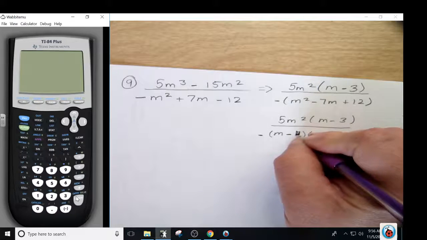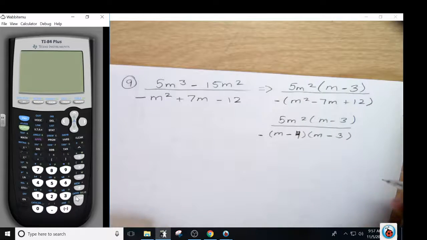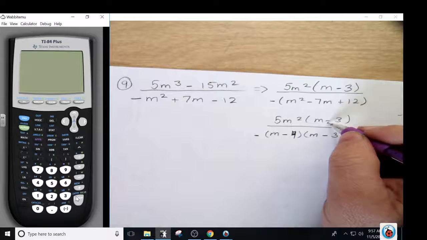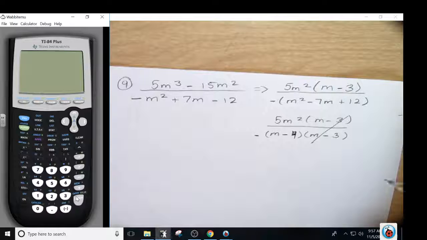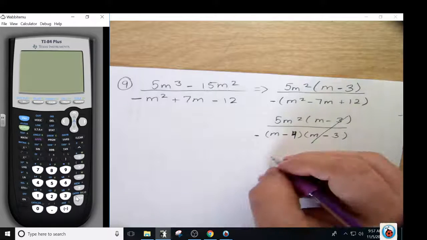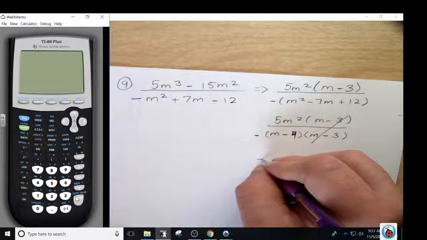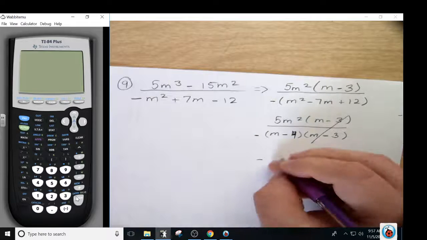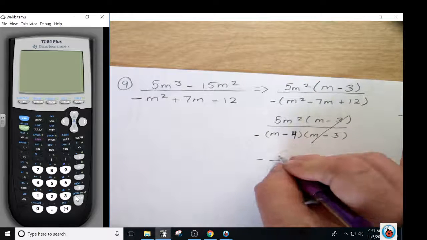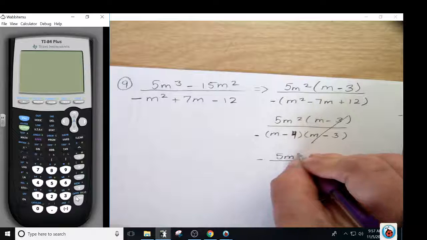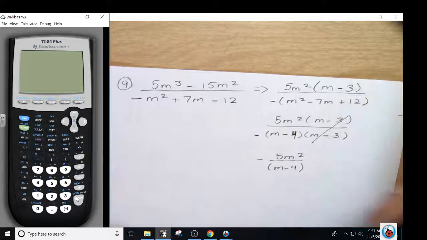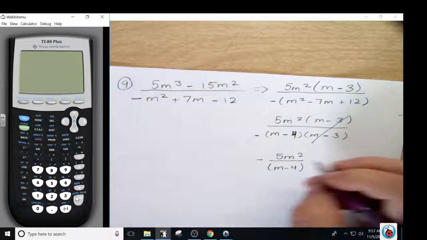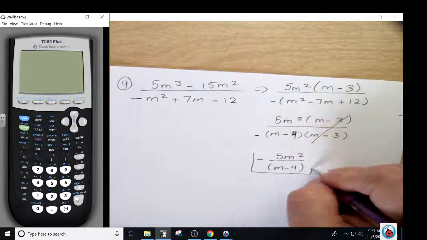Now, guys, what happens here is this m minus 3 and this m minus 3 will cancel. So we're simplifying that. Now, what that's going to be is this. I'm going to bring that negative out front. That is your simplified version.